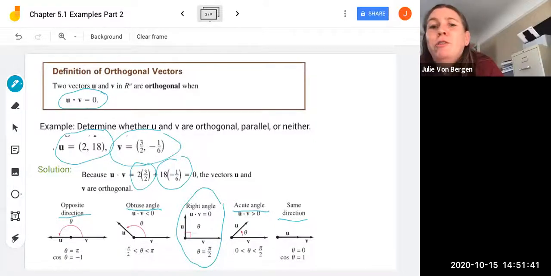Since this is R2, you could go ahead and graph them and see that they do in fact meet at a right angle. I don't really have enough space here to try to draw out where that point 2, 18 hits, but go ahead and sketch out a grid and plot these out as the endpoints and extend your vectors from the origin and see they do meet at a right angle there.